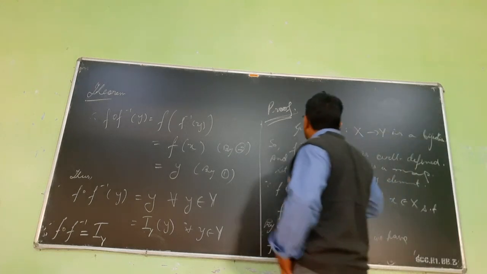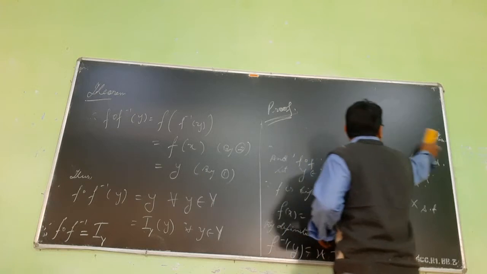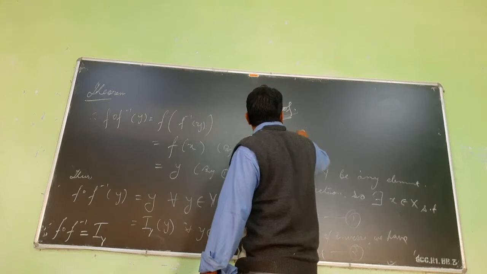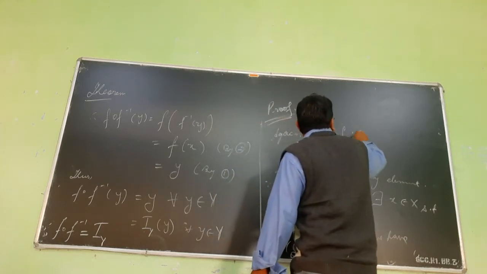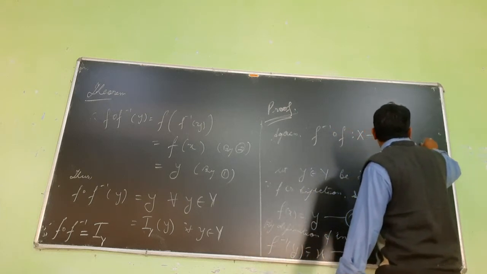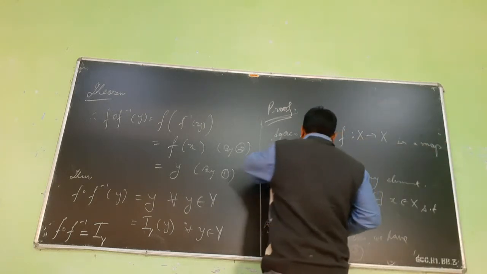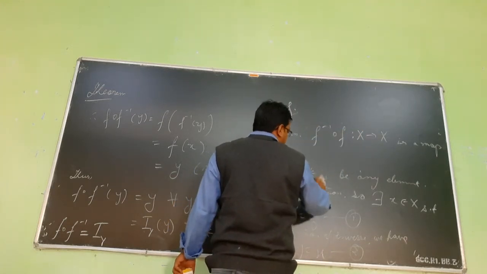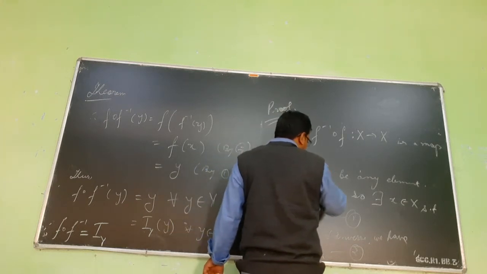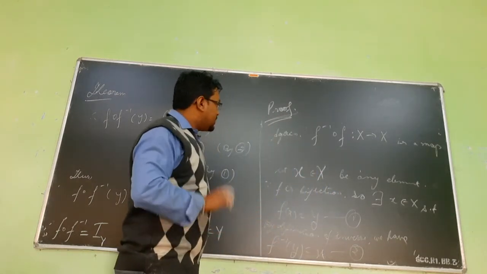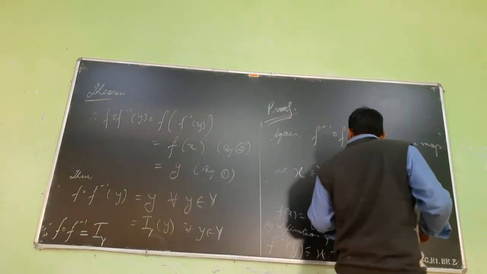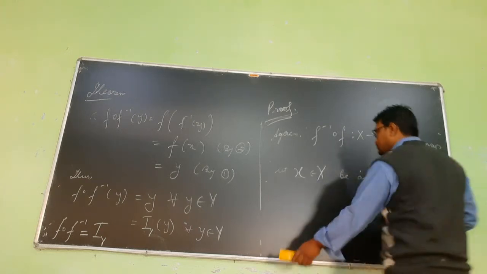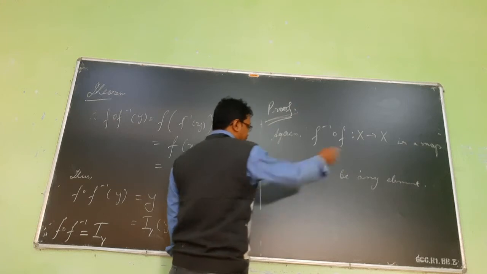Now the next part is this again. f inverse o f is a function from x to x, and this is a map. So I have to show that f inverse o f from x to x is equal to the identity map on x. You start with an arbitrary element of capital X. So let x belongs to capital X be any element.